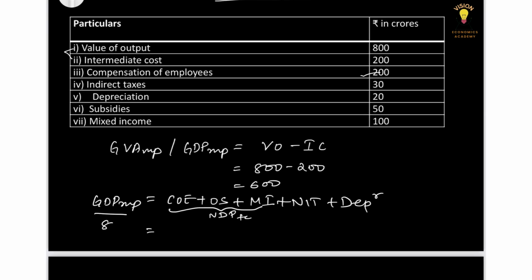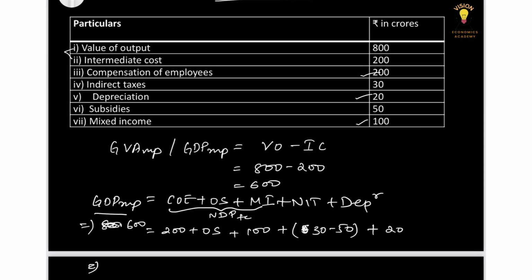So 600 equals compensation of employees 200 plus operating surplus, which we need to find, plus mixed income is 100 plus indirect tax 30 minus subsidy 50, that is minus 50. Indirect tax is 30, sorry, 30 minus 50 plus depreciation is also 20.